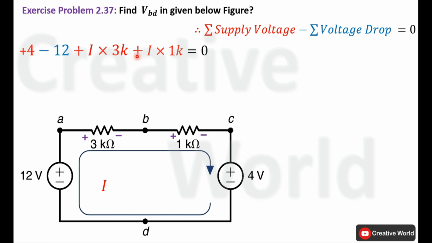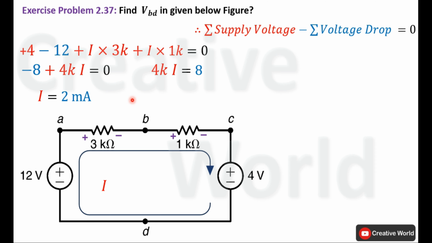Now solve this equation to calculate the value of current I that is flowing inside this circuit. Subtract 4 from 12, it will become minus 8 because the larger value has a minus sign along with it. Multiply 3 kilo with I and 1 kilo with I and add these together because both values have the same variable I, so their sum will be 4 kilo I. Now place this minus 8 on the other side of the equal sign to make it positive and divide both sides by 4K to calculate the value of I, that will become 2 milliampere.